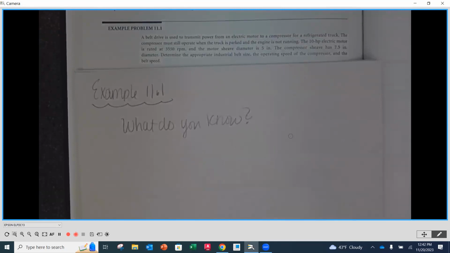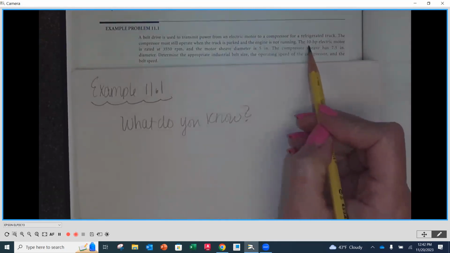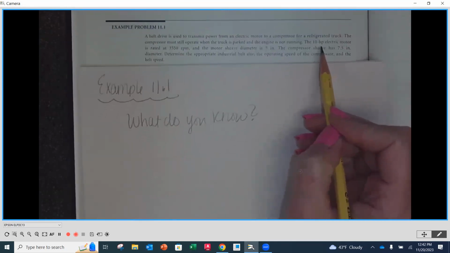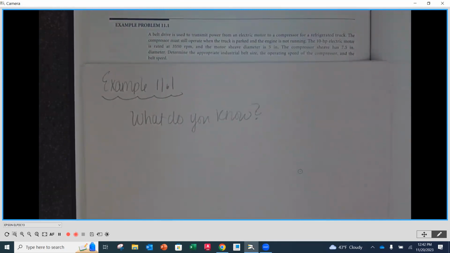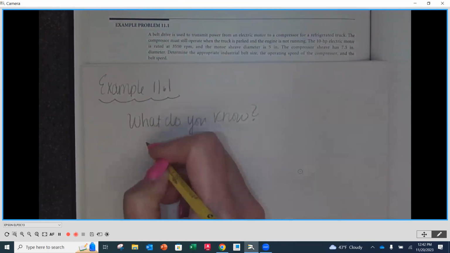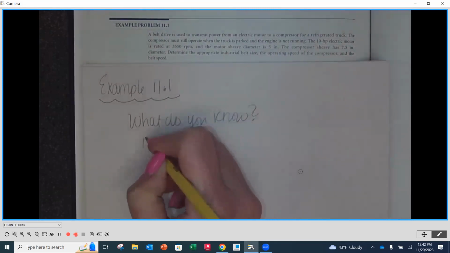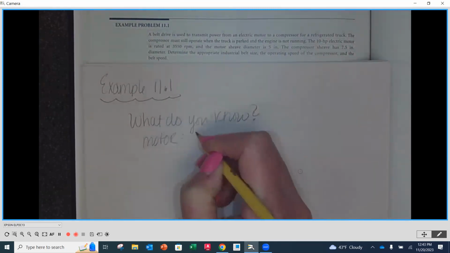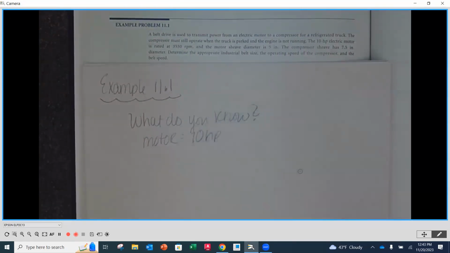Okay. So hopefully you had time to line some things up here. First of all, as we look here, what do we know? When they're giving us some of the details, how would we identify what 10 horsepower is? Yeah, that's a known value, right? So your motor is rated at 10 horsepower.